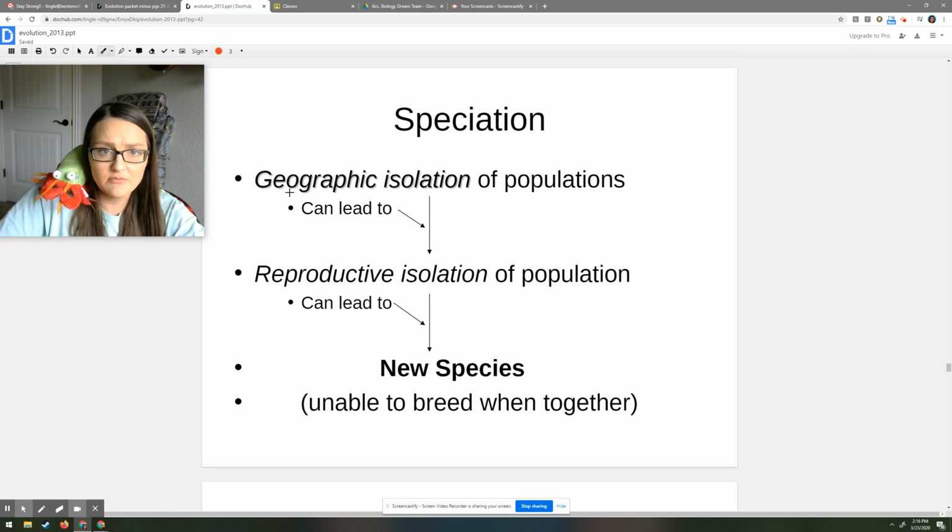All right, here we go. Speciation. So, how does this work? How do you make a new species? Well, first, you geographically isolate them. So let's see if I can do this. Okay, so we'll have species A and we'll have species B.